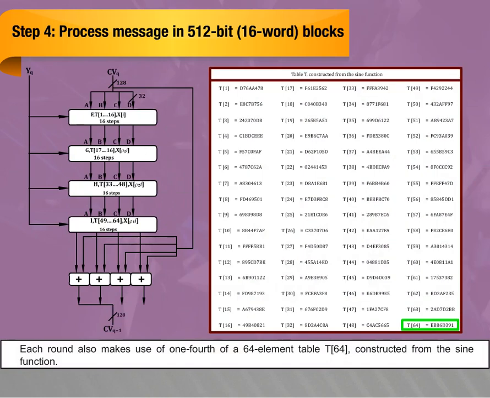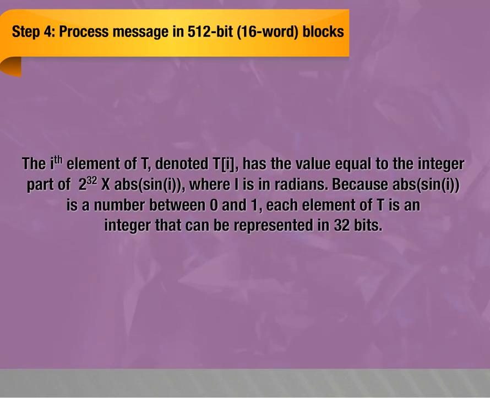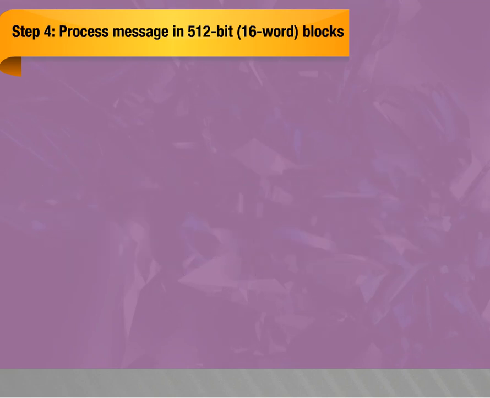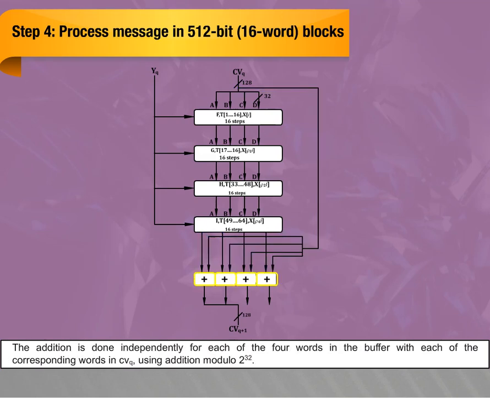Each round also makes use of 1/4 of a 64-element table T constructed from the sine function. The ith element of T, denoted T of i, has the value equal to the integer part of 2 power 32 times ABS sin i, where i is in radians. Because ABS sin i is a number between 0 and 1, each element of T is an integer that can be represented in 32 bits. The table lists the values of T. The output of the 4th round is added to the input to the first round, CVq, to produce CVq plus 1. The addition is done independently for each of the 4 words in the buffer, with each of the corresponding words in CVq using addition modulo 2 power 32.